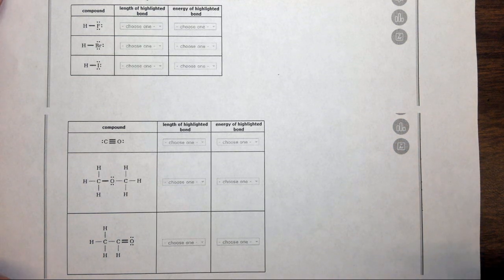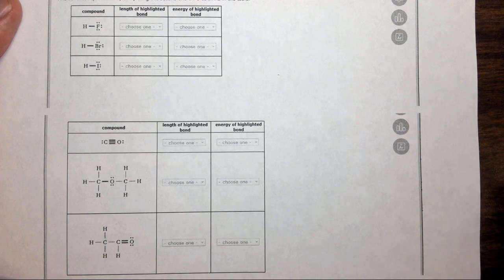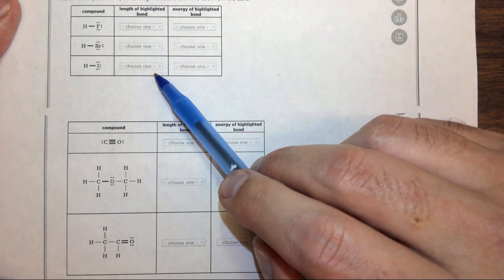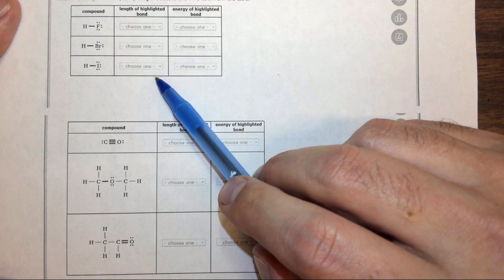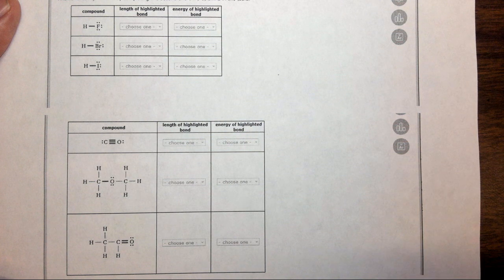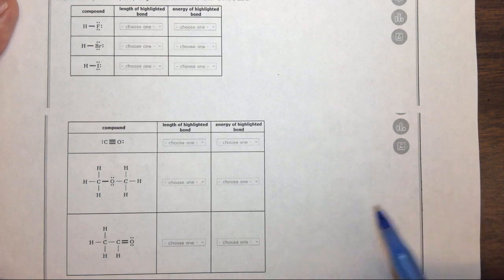Here we have two examples where we are asked to rank these in terms of bond length, from 1 is the longest, and energy, from 1 is the highest energy. So in order to do that, we need to go ahead and consider two different cases.